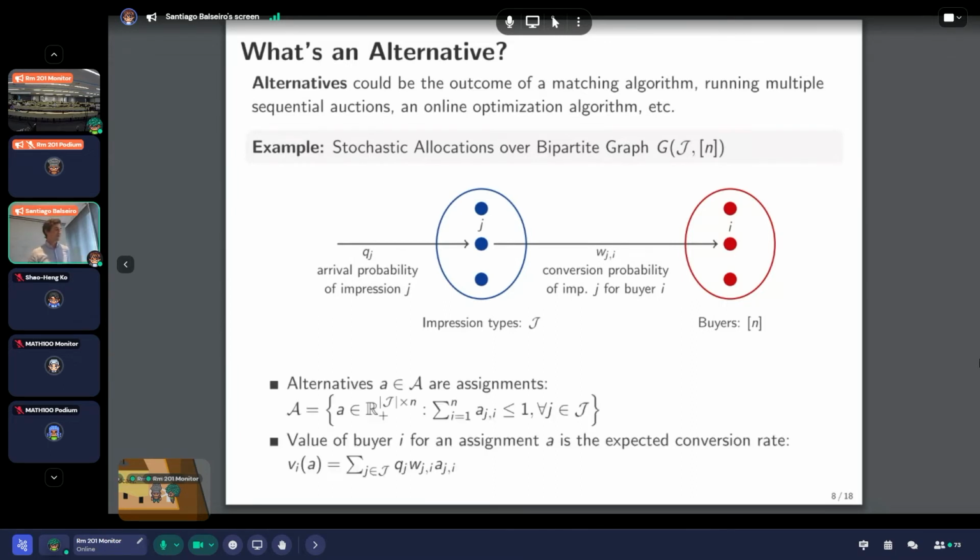Now, what's going to be an alternative? Here, an alternative is going to be an assignment. It's going to tell us, for each impression type, which buyer we are going to assign. And the valuation function is going to tell us, for this matching, what's our expected conversion rate. Here we're summing over the impression types. We multiply the probability that we have this type, the conversion rate, and whether we assign it or not. Okay, so this is an example of an alternative. This alternative could be quite a complex object.